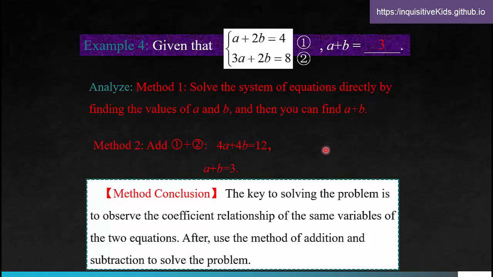So here's our method conclusion. The key to solving the problem is to observe the coefficient relationship of the same variables of the two equations. After that, use a method of addition and subtraction to solve the problem.